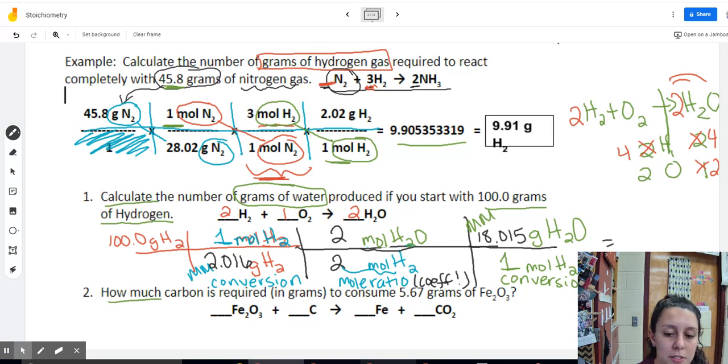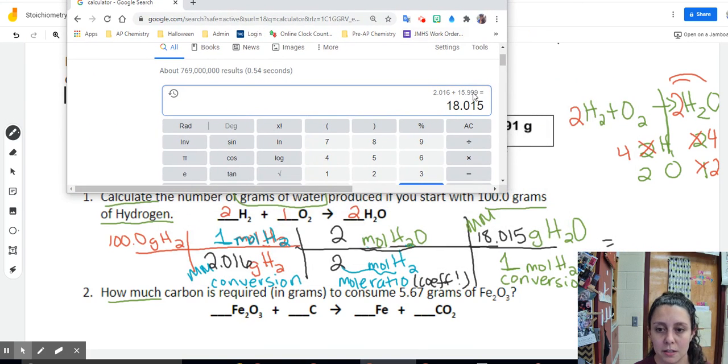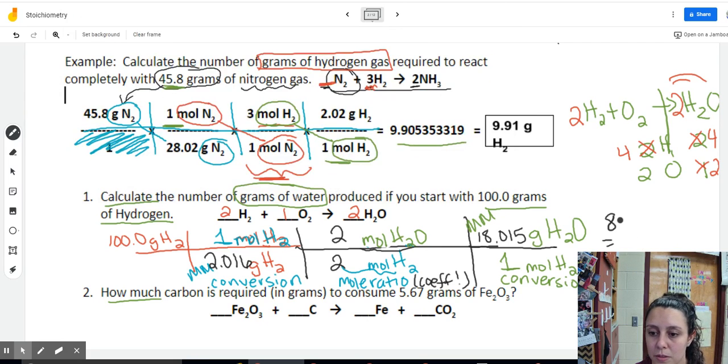All right, so when we go to type this all in, remember kind of what I did on the last one. We're going to go across the top. So first I'm going to start with 100 times a 1 times a 2 times an 18.015. I'm going to push enter. So now I'm going to push divide. So divided by 2.016. I'm going to push divide again, 2. Divide again, 1. Push enter. We get 893.601, blah, blah, blah.